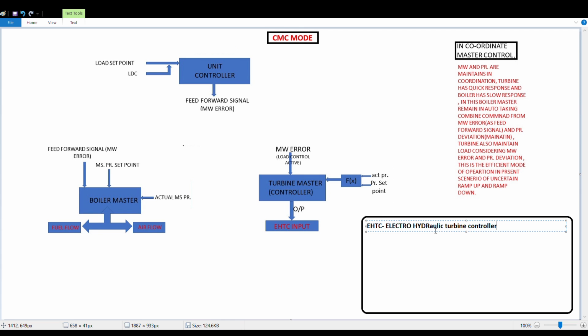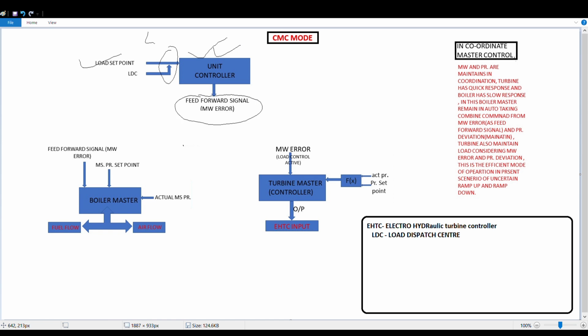In the CMC, the first input is the load set point. This unit controller is the main block which controls the unit. We have an input here, a load set point, which is given manually to the CMC page, and the output of the unit controller is a feed forward signal.